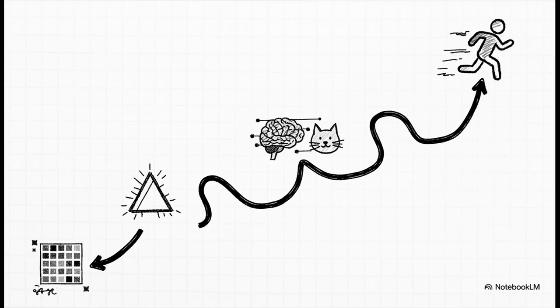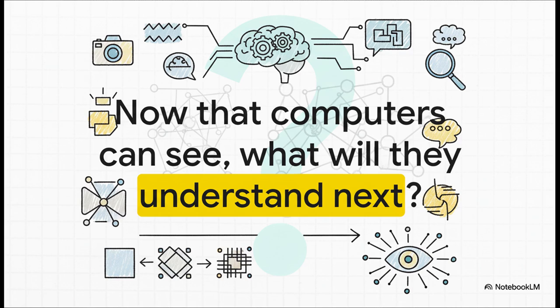And just like that, there you have it. We've taken our computer all the way from seeing a single pixel as just a number, to finding edges, to recognizing objects with its own digital brain, and finally to understanding complex actions in a moving video. We've built the fundamentals of sight, one logical step at a time. This technology is moving forward at a truly mind-bending pace. It leaves us with one last, really big question to think about. Now that computers can finally see our world, what on earth will they begin to understand next?